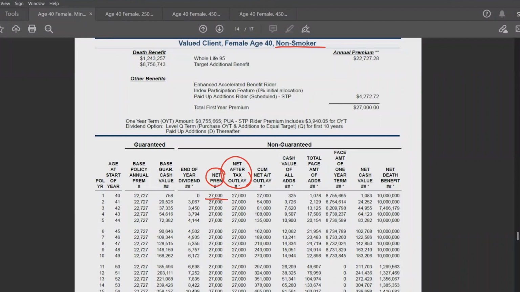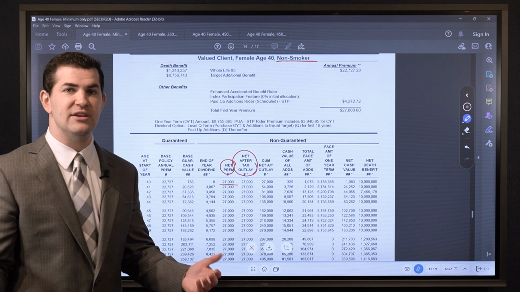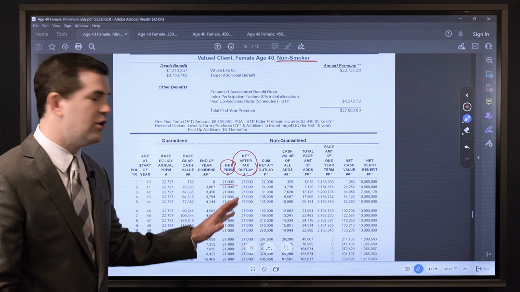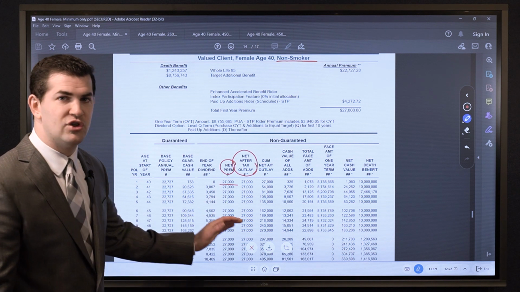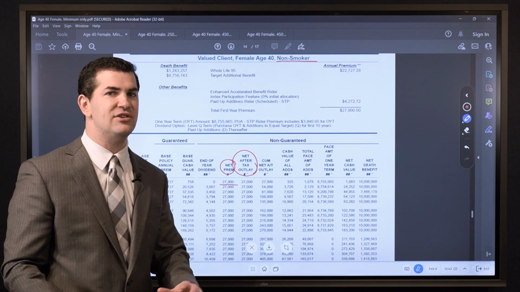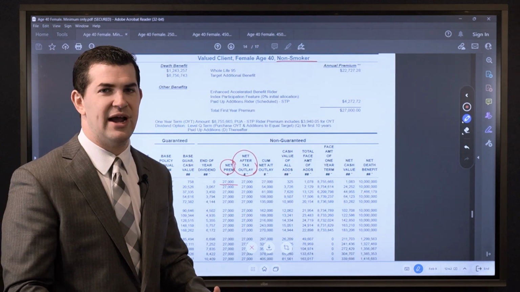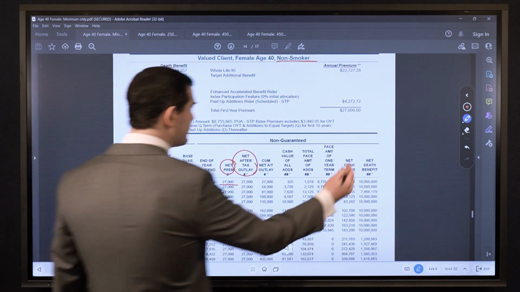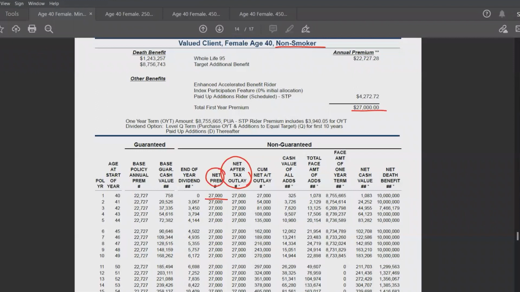Now, if this is me, knowing what I know in the business, here's the question I would have before signing off on this policy. Where's my money going? Of this 27 grand per year, where is it going? How do I know that the policy is set up correctly, aside from taking my agent's word for it? So here's how you know. So we've got the 27K per year going in.